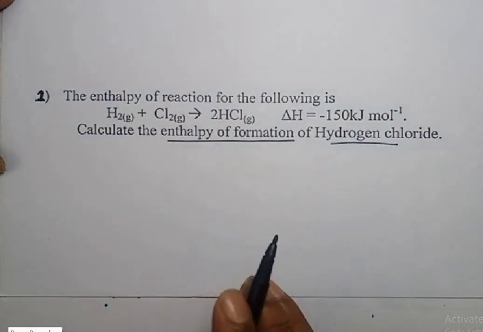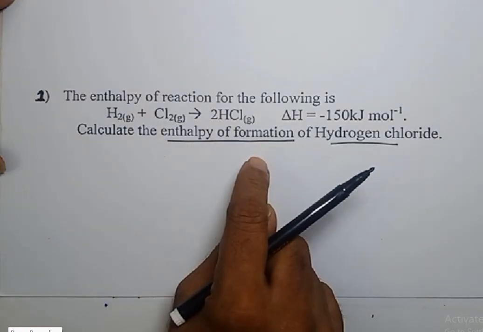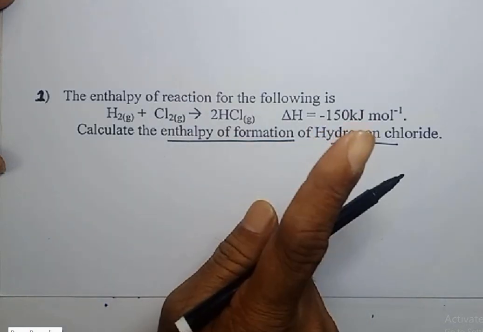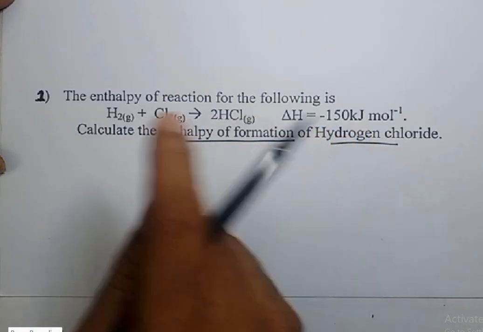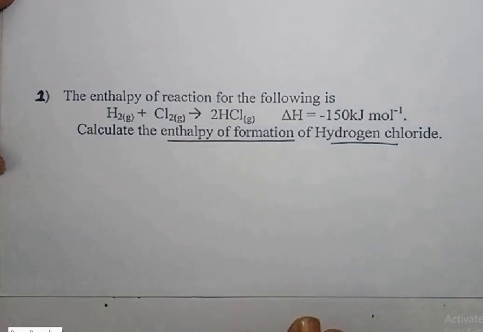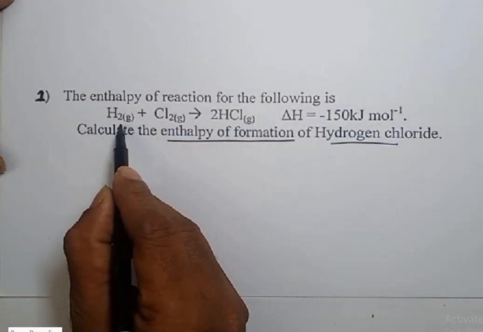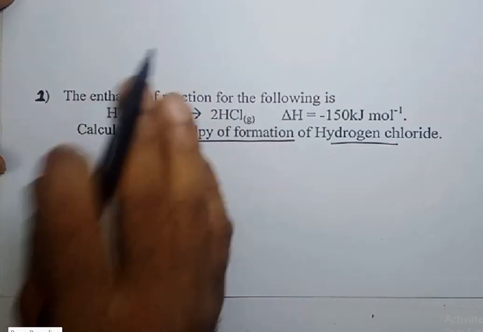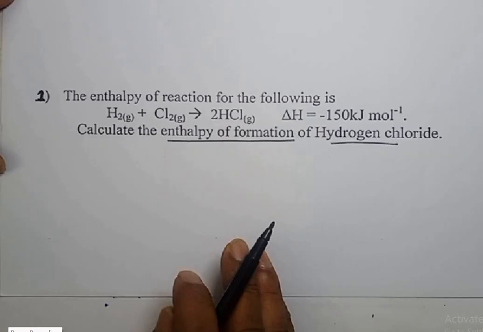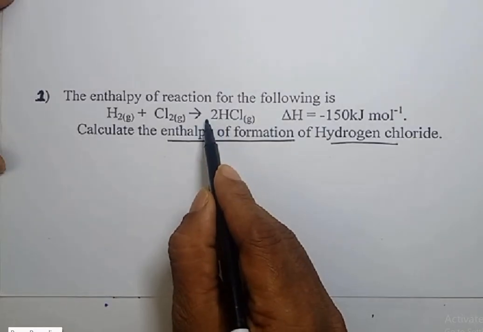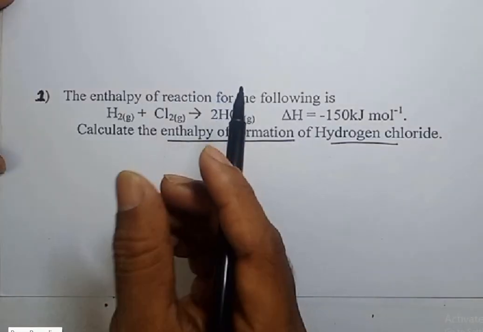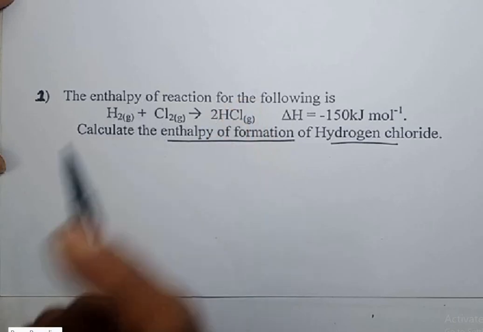We all know that enthalpy of formation means the amount of heat absorbed or released when 1 mole of a compound is formed from its elements in their stable and naturally existing state. Hydrogen is an element, chlorine is also an element, and they are all naturally existing and stable. But here it produces 2 moles of hydrogen chloride. What is enthalpy of formation? It is the amount of heat absorbed or released to form 1 mole.